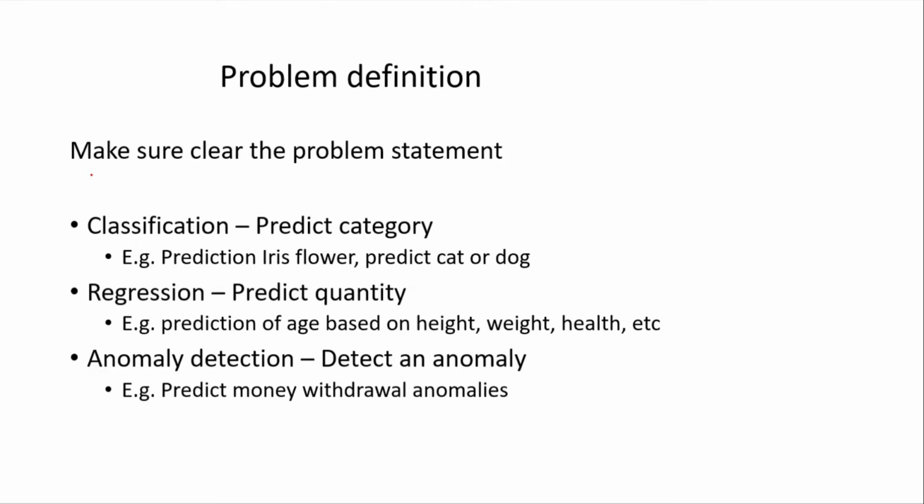You have to be 100% understood and clear about what problem you are trying to solve. And if you solve it, what is the benefit, what does it reduce, and so on. What input, what output. In this case, your problem statement can be in 3 categories. The first one is classification, the second is regression, and the third is anomaly detection. So classification basically predicts category.